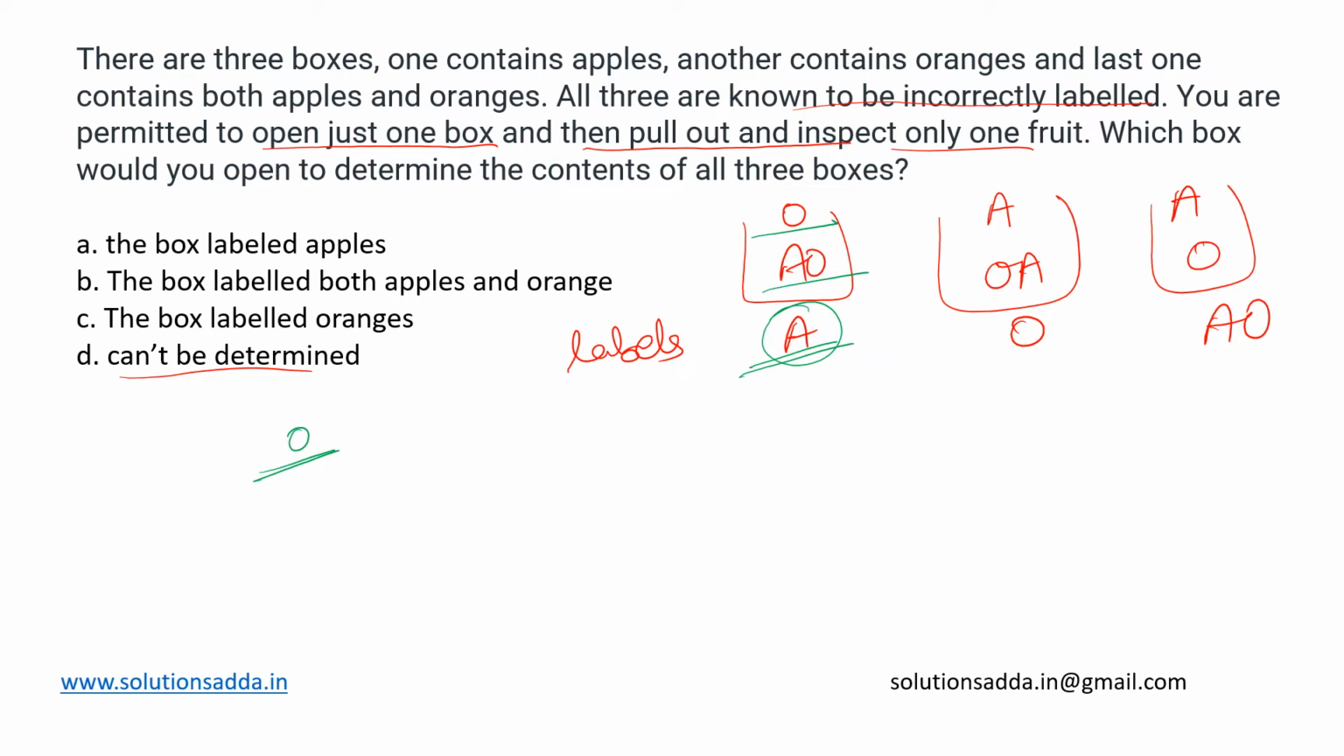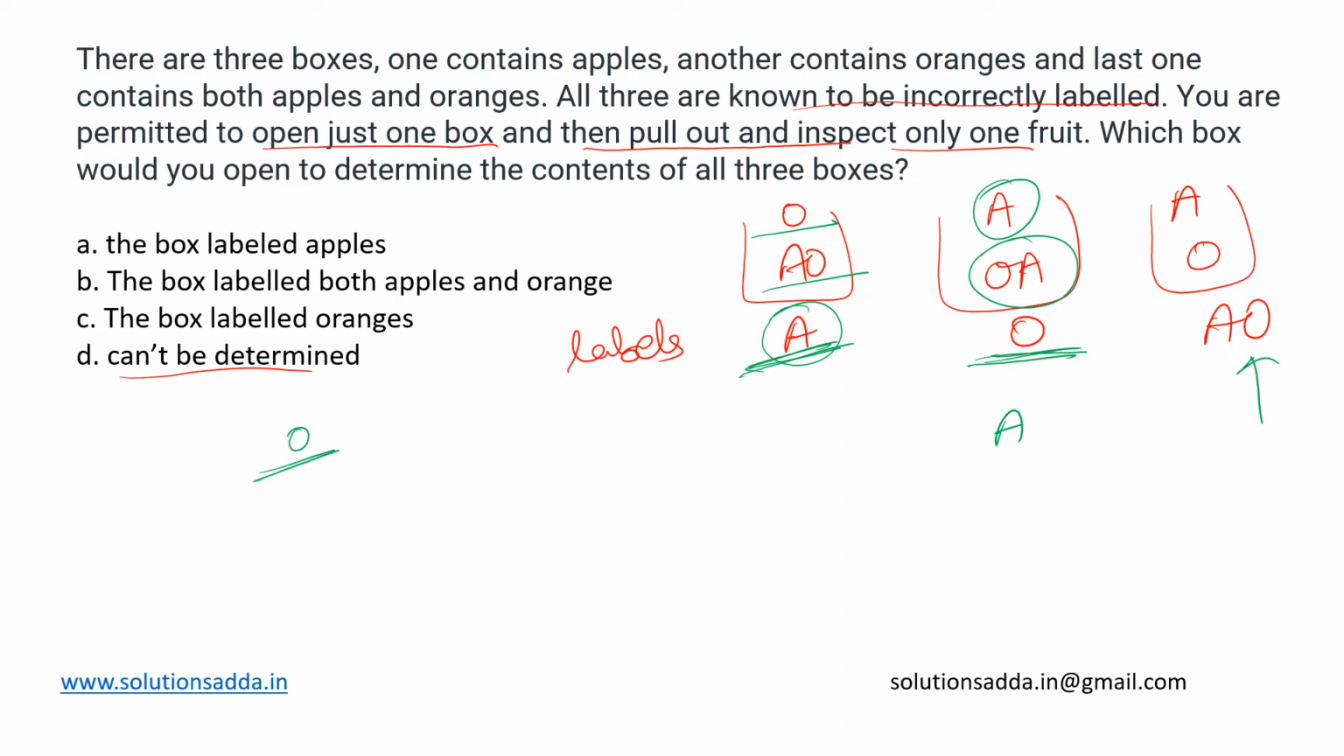So in just one go, you cannot determine the correct contents of all three if you decide to open either this box or this box, because again the same case will be with this box. If an apple comes out, then both these two cases are having apples, so there is no surprise if an apple comes out of this box labeled as orange. So again there is no meaning in opening this box. Now let us see if it is possible with the last one, otherwise we would go with option D.